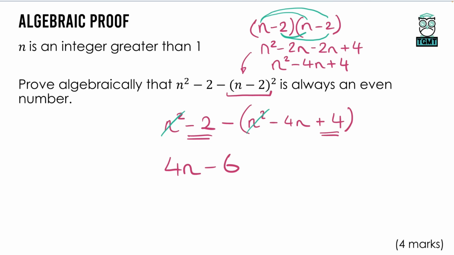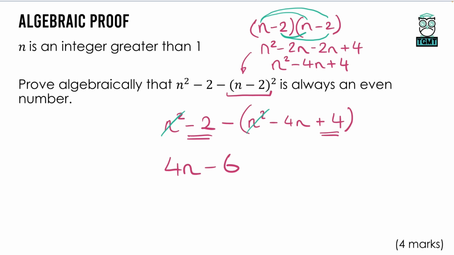But you might just want to have a look at that again, because it is a little bit strange when we're doing this. We had n squared take away n squared, so they cancelled each other out. That was quite a nice part, that's done. We had nothing, no n's, take away negative 4n. So no n's, add 4n, got us to 4n. And then we had the negative 2 taking away the positive 4. Negative 2 take away 4 is negative 6. So we have our final expression.